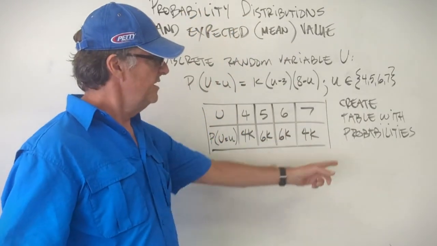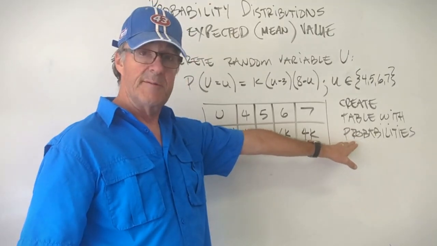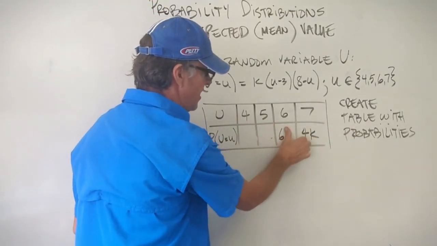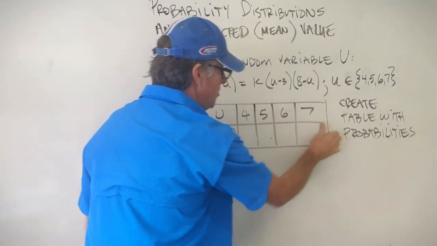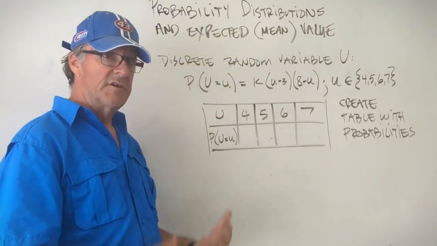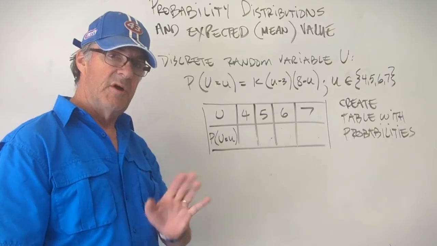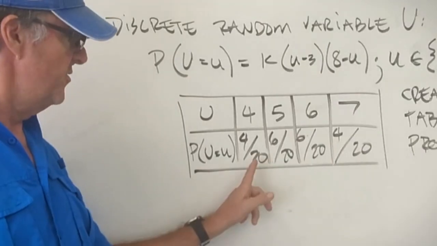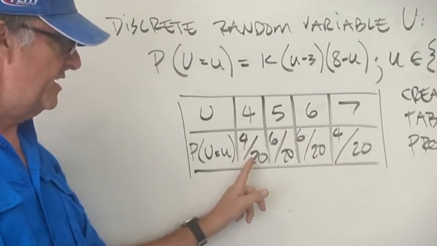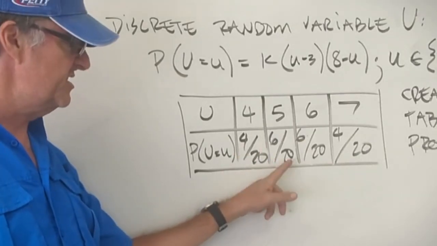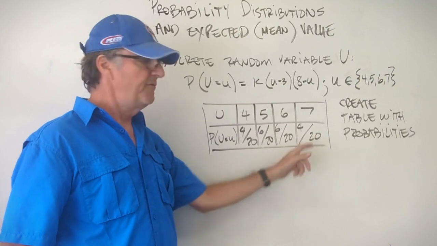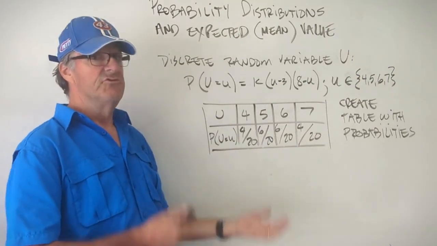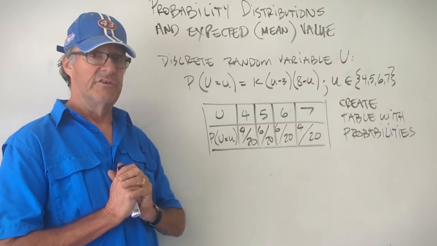Okay, our next prompt is to create the table with the probabilities. So that table is going to look like this, except you're not going to have all your k stuff in there. You're going to have the actual probabilities for our experiment in these boxes. So pause the video and do that. Okay, so k was 1/20th, so this box was 4k, so that's 4/20ths. This box was 6k, so that's 6/20ths, and so on to fill out the next two. So again, pretty simple stuff mathematically. You just have to understand what you're doing.